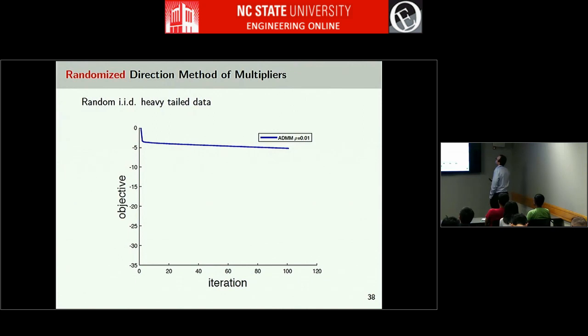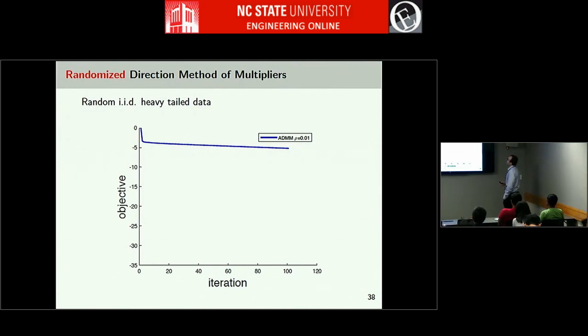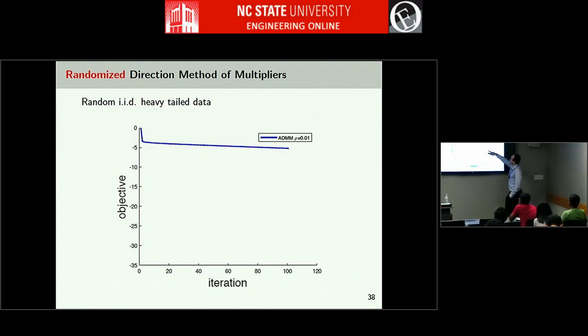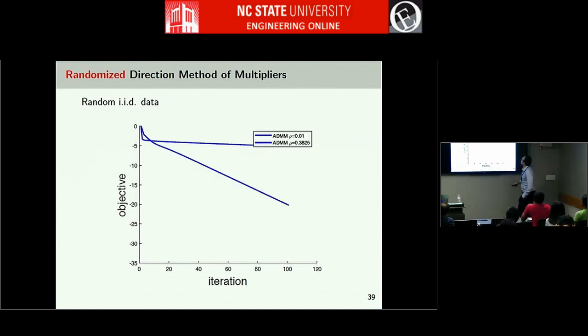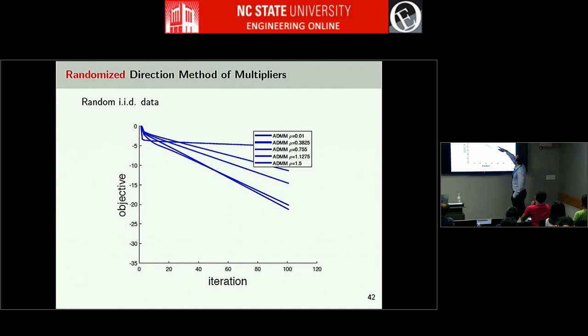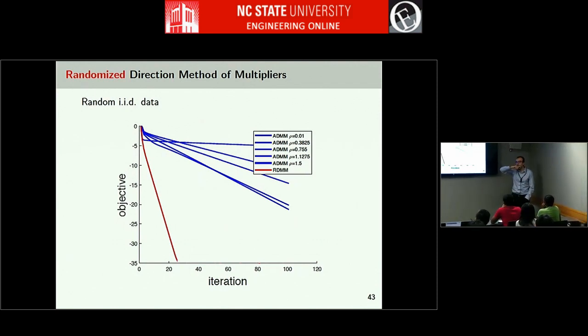So in a random example, this is random heavy-tailed regression data. If you do ADMM with rho equals 0.01, you will get this convergence, iteration versus objective. If you increase it a little bit, it gets better, a little more, it gets better. Now, a little more, it gets worse, right? If you do RDMM with rho equal to 1, it will look like this. And it's universal. You don't have to tune rho.